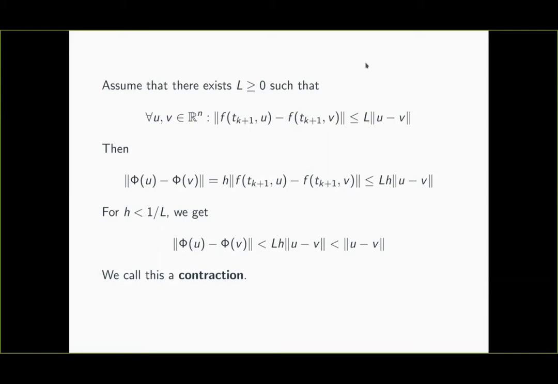Something intriguing happens if h is small enough. More precisely, if h is smaller than 1 over L. Because then we get that the Euclidean distance of phi of u and phi of v is strictly smaller than the Euclidean distance of u and v. In other words, if I take any 2 points, u and v, and I apply the function phi to these 2 points, then the image of these 2 points will have strictly smaller distance than the 2 original points. In other words, phi is a contraction because it contracts the distance between 2 points.